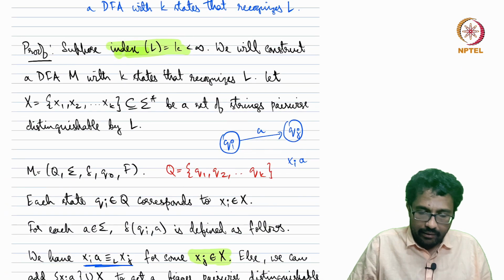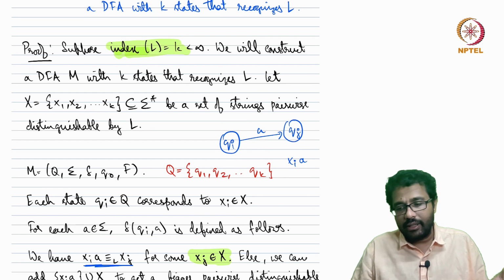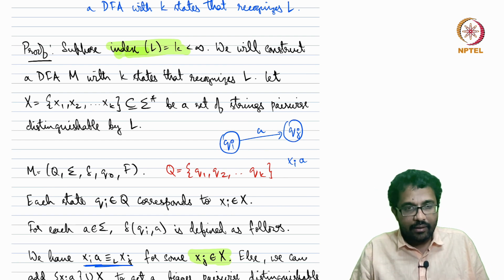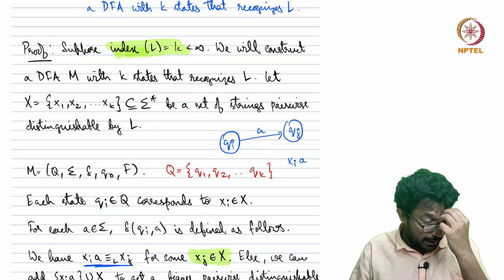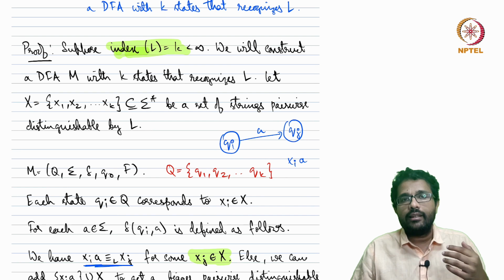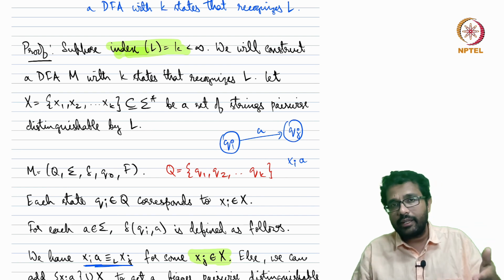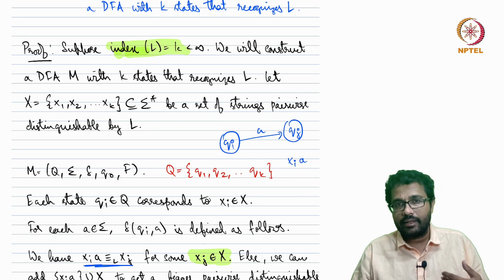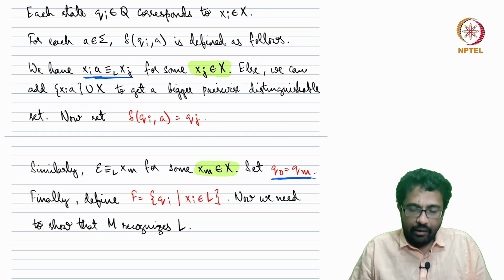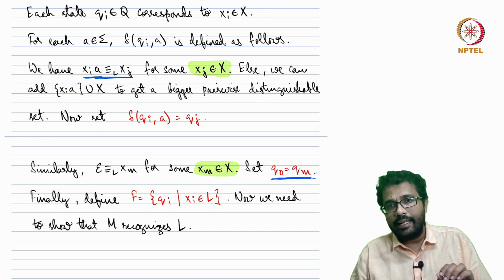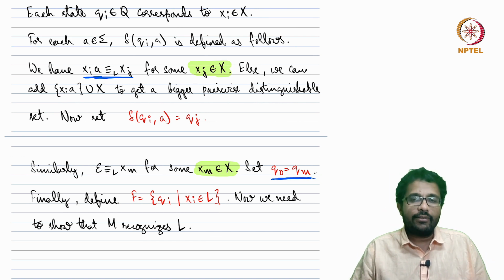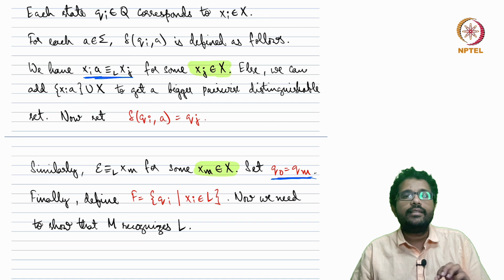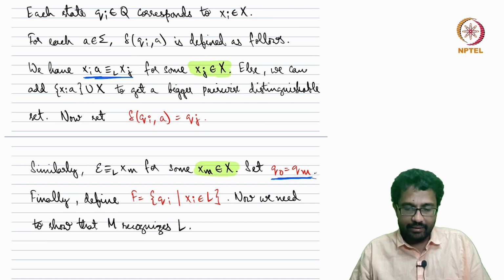We have x1 to xk strings and correspondingly we have q1 to qk states. Some of these x1 to xk are in the language L. Suppose x1 is in L, then you make q1 an accepting state. If x2 is not in L, you make q2 not an accepting state. If x3 is not in L, you make q3 not an accepting state. If xk is in L, you make qk an accepting state. So whichever xi is in the language, that qi will be an accepting state. Whichever xi is not in the language, that qi is not in the accepting states.